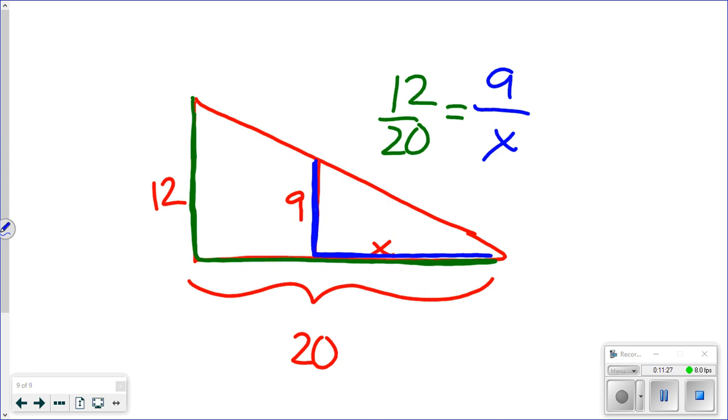And I know there's probably one in your homework like this today. So 9 times 20 divided by 12. So I know x would be 15. Make sure you get one like this in your notebook. Probably a good idea to use different colors too, like I kind of did, so you could see what you're comparing together here.